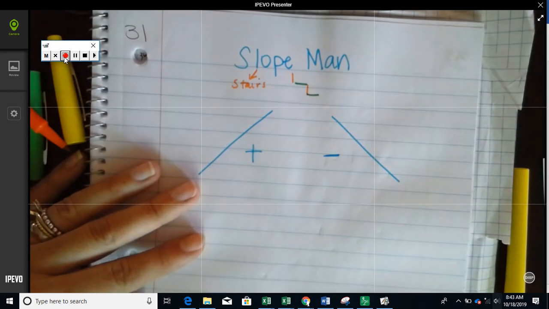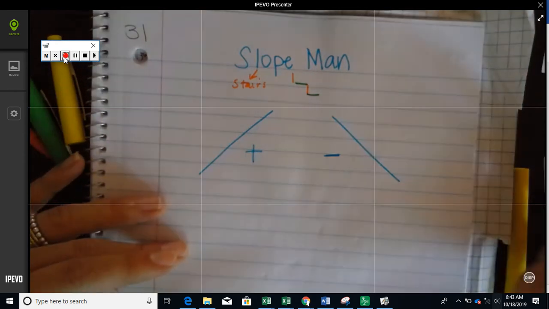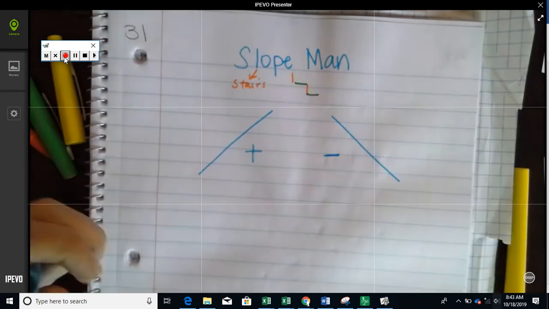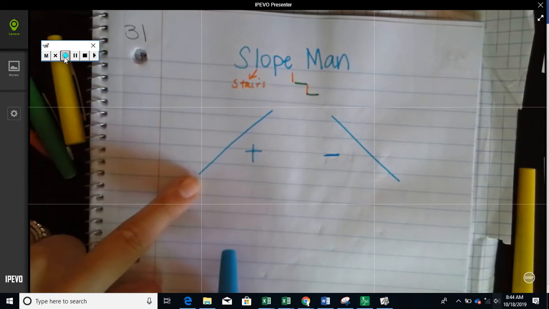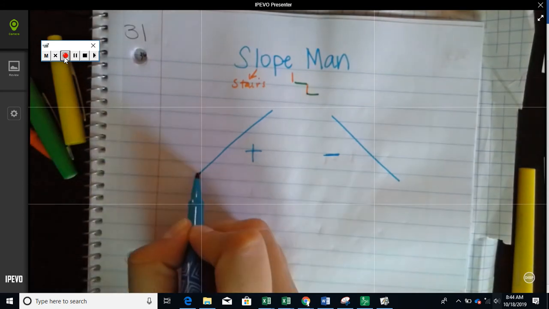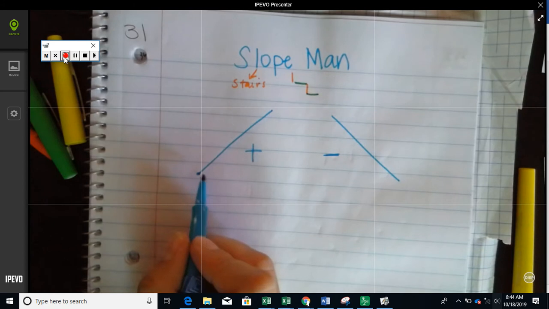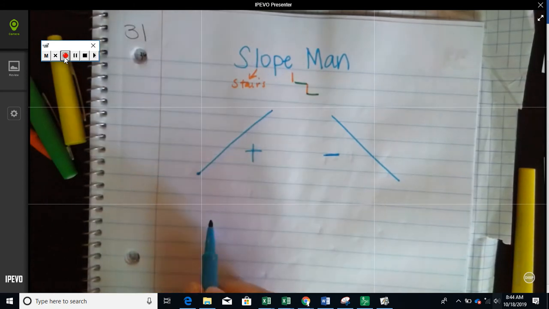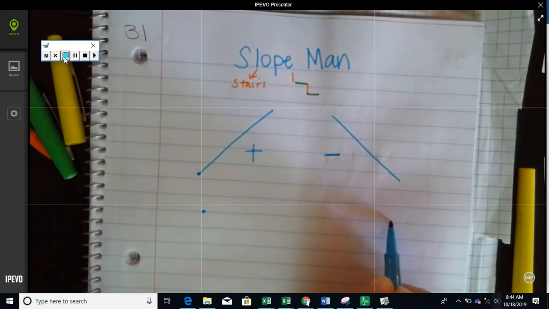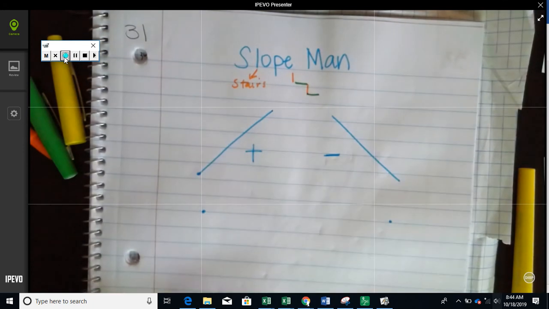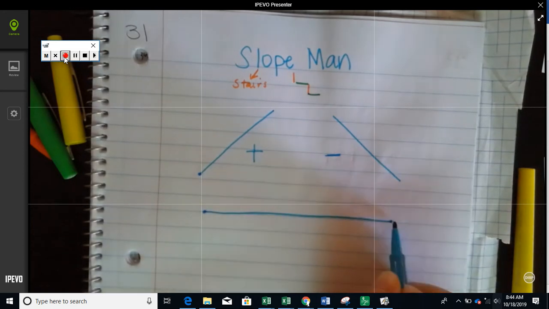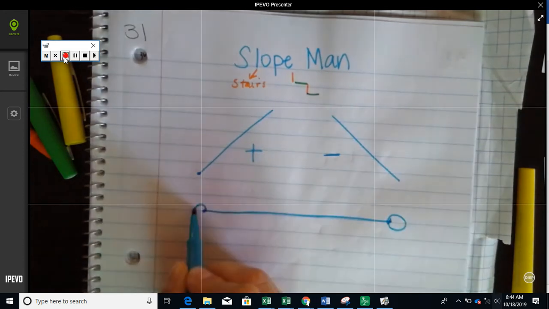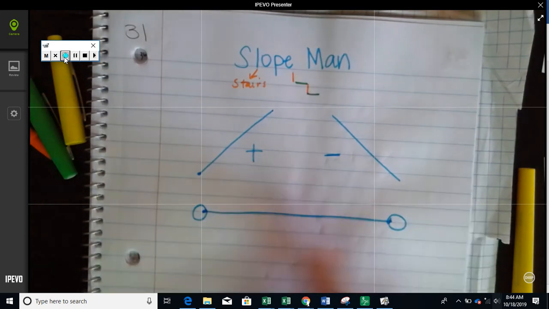Now, let's go back to Slope Man. What would it look like if you needed to go from here to there? Slope Man is saying you go from here to there, you would need some stairs, right? Now, what if you needed to go from here to there? Do you need stairs for that? You need 0 stairs for that. So if you see a line like this, your slope is 0, because you need 0 stairs. You could just run. You don't need to rise. You don't need to go up or down.